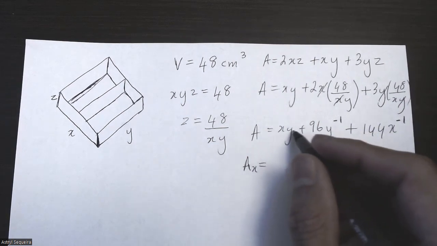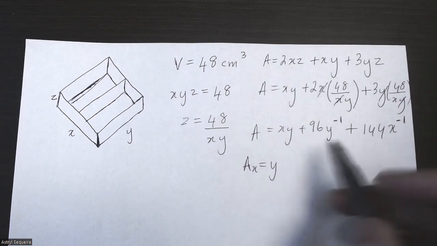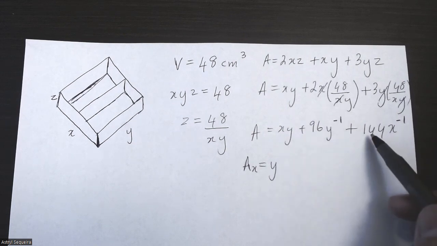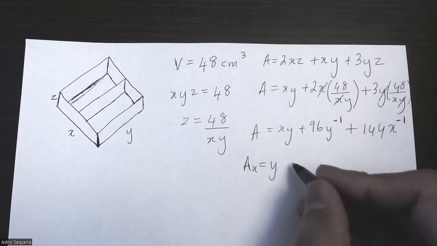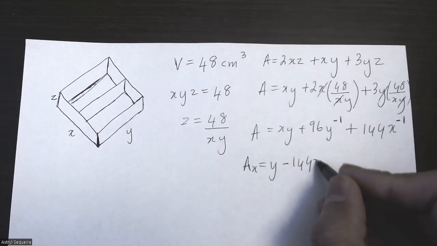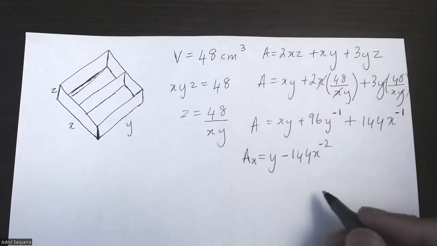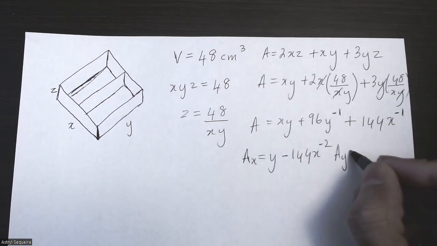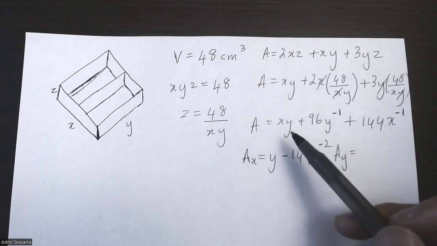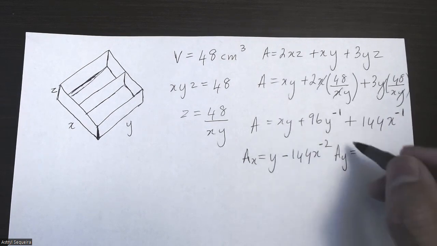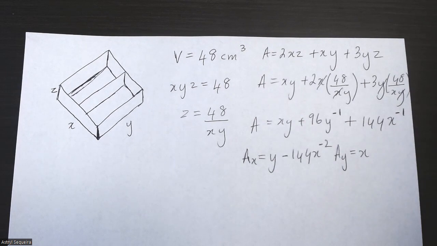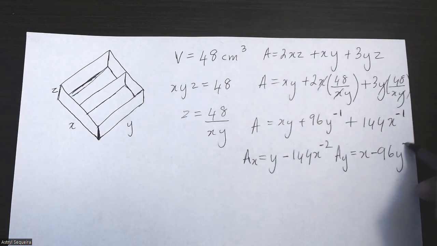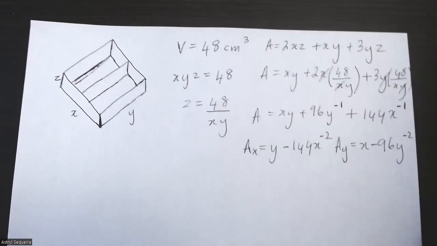So the derivation of xy would just be y, and the derivation of 96y to the negative 1 is 0 because this is all a constant. And then the derivation of 144x to the negative 1 is minus 144x to the negative 2. And then I'll derive the same equation in terms of y as well. If I derive in terms of y, I'm pretending like x is a constant, so the derivation of xy is just x. And then the derivation of 96y to the negative 1 is minus 96y to the negative 2. And then this is just a constant, so it disappears.